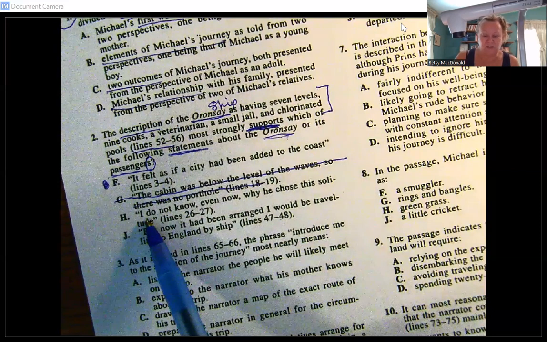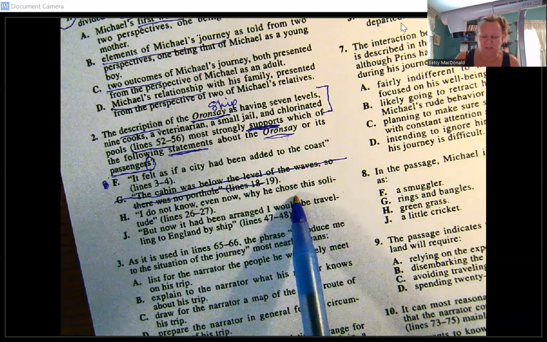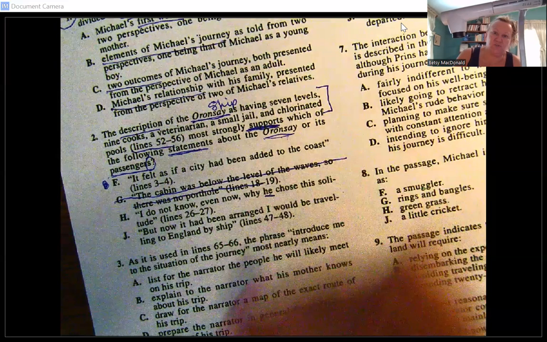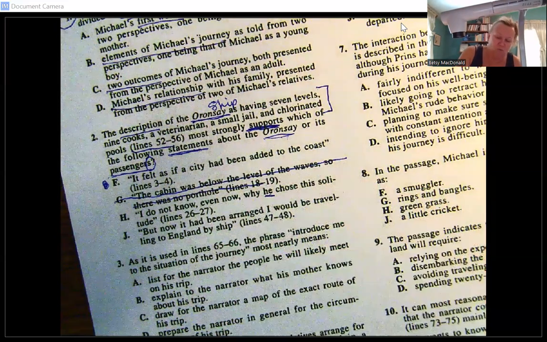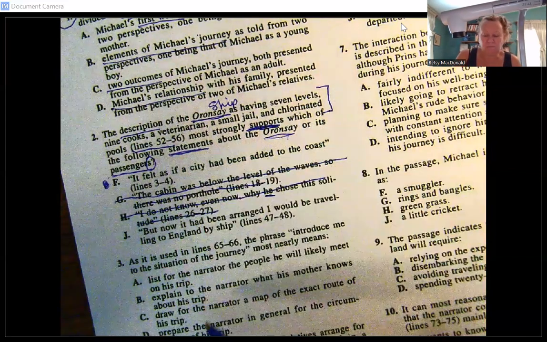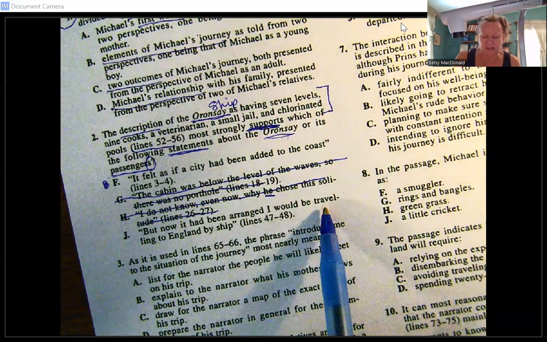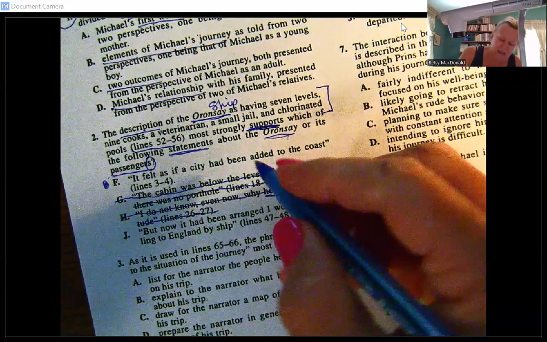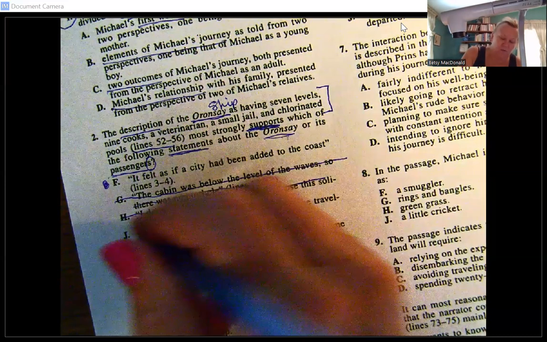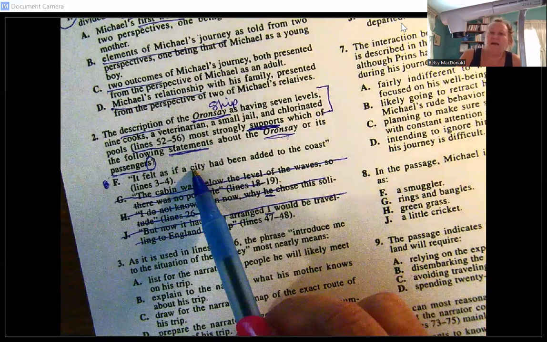All right, let's look at H. I do not know, even now, why he chose this solitude. Are we talking about passengers or one passenger? One passenger. That's not a possibility. Goes away. But now it had been arranged that I would be traveling to England by ship. Do we hear about any other passengers or do we know about the ship? No, we don't. So guess what? I have this one left. Let's go back and read it.